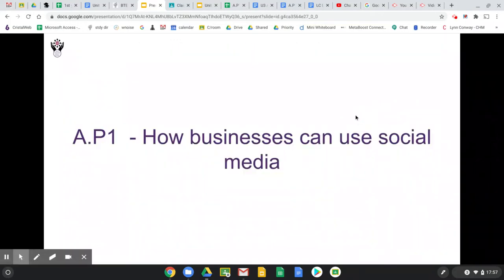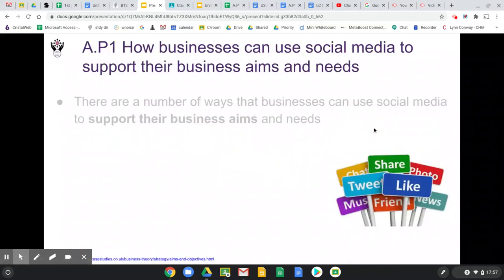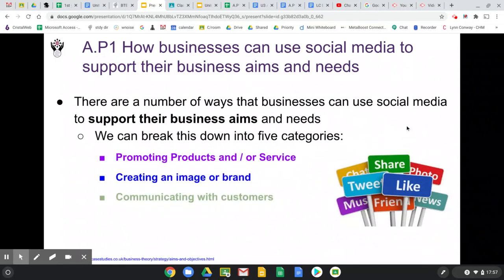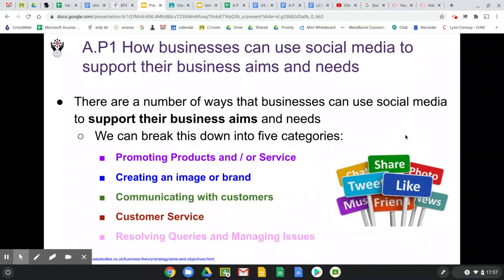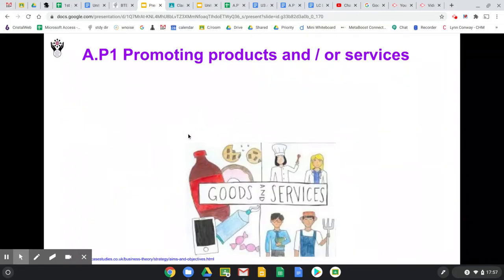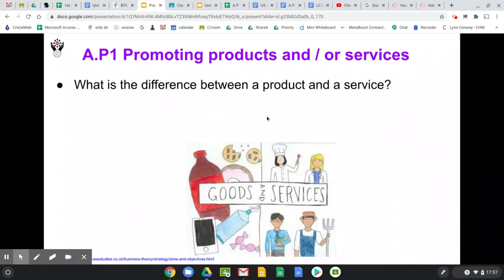So for our first piece of coursework, we're going to explain how businesses use social media. And we're going to look at the 5 categories that the exam board want us to write about, and here they are. So to start off with, promoting products and services is the first topic you're going to write a section on in your coursework. So first of all, what's the difference between a product and a service?